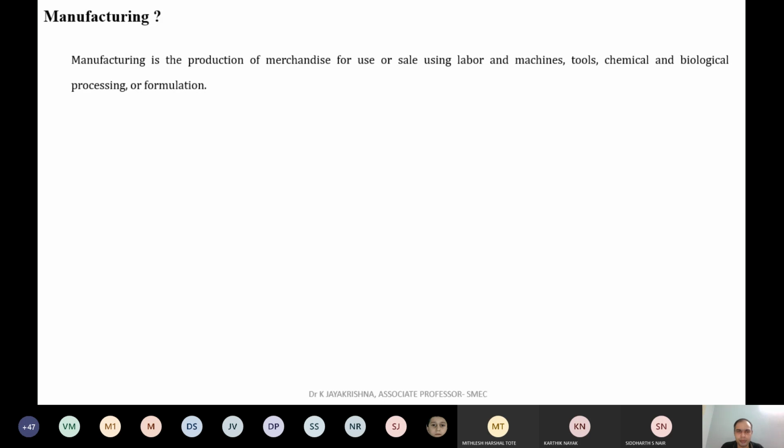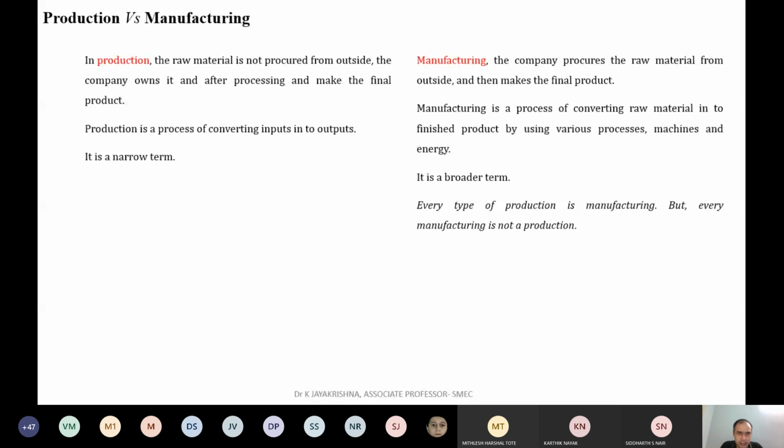Both sound a bit similar, right? But what is the difference? In production, the raw material is often not bought from outside. Most of the time, the company is owning it and they're converting that into the final product.